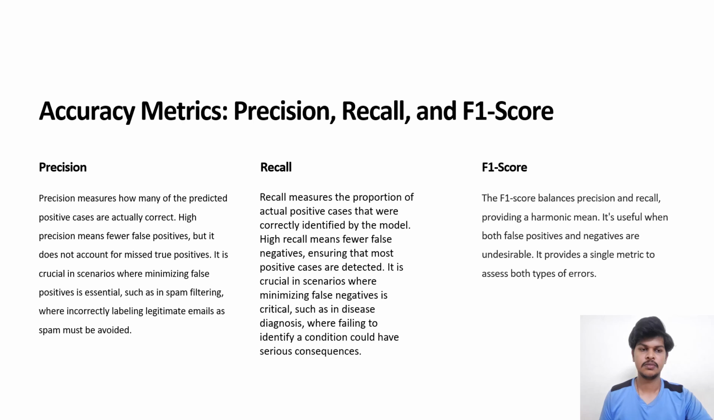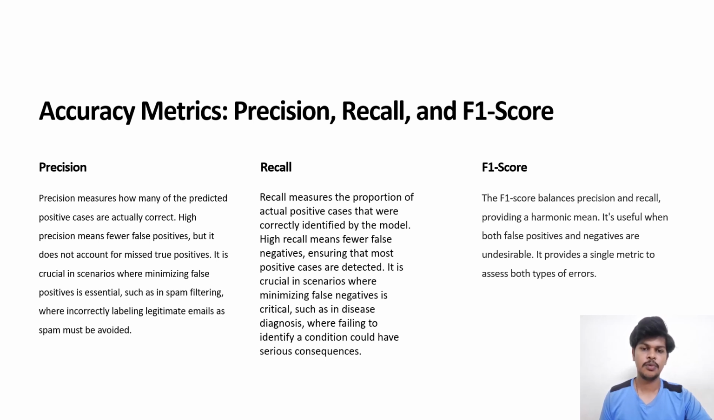Accuracy metrics, precision, recall, and F1 score. Precision measures how many of the predicted positive cases are actually correct. High precision means fewer false positives, but it does not account for missed true positives. It is crucial in scenarios where minimizing false positives is essential, such as in a spam filter, where incorrectly labeling legitimate emails as spam must be avoided.